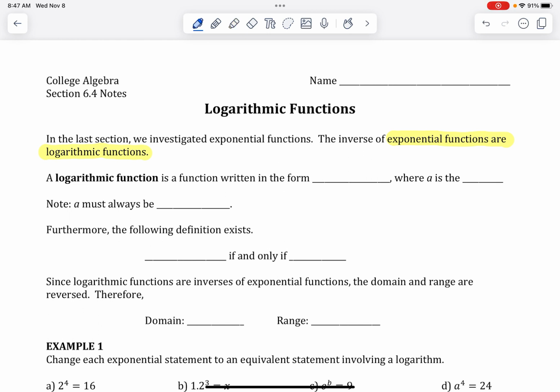So an exponential function was written and defined in the last section. A logarithmic function is written in the following form. You have y equals, and then you write literally the word log, with a little subscript, which we'll call the letter a, and then the variable x. So log base a is how you say this, and that suggests that a is the base. Just like in an exponential function, you had a base raised to a power, we're rewriting it in this case so that the base is now a subscript. And keep in mind, a must always be greater than 1, okay?